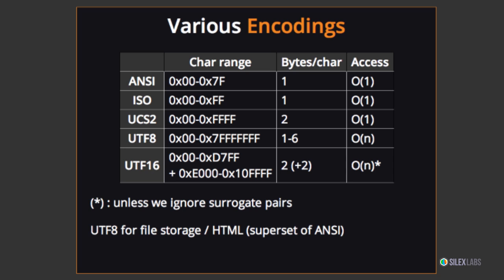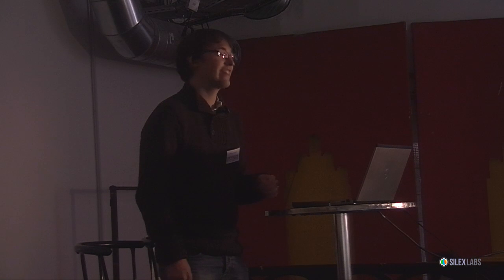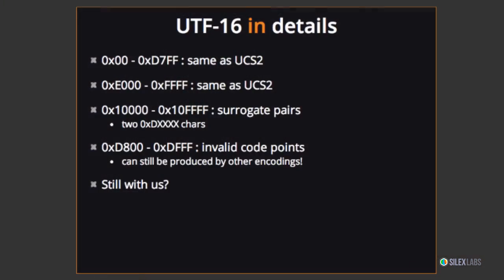So that's somehow the state of encodings in memory. So yeah, UTF-8 is good for storage and HTML. If you go into the details of UTF-16: from 0 to D7 it's the same as UCS2, and from E0 to FF it's the same as UCS2. From this point it's surrogate pairs, so you have 2 chars, and these are invalid code points.